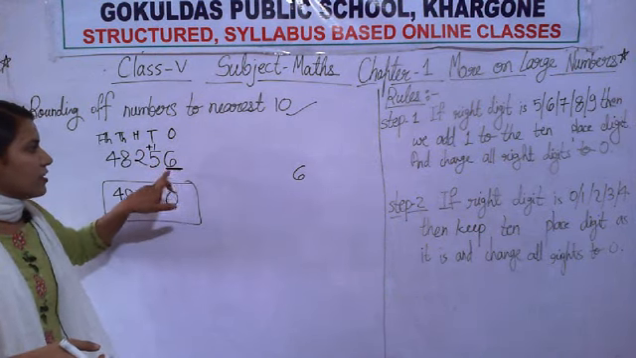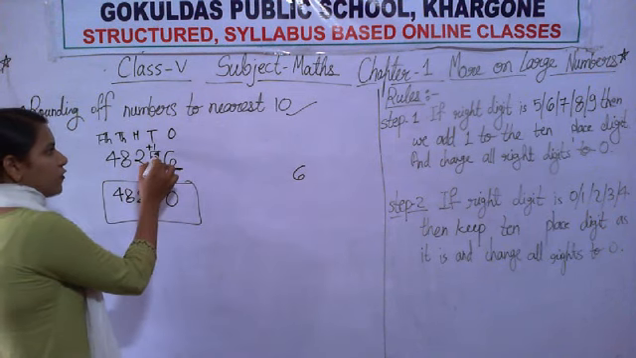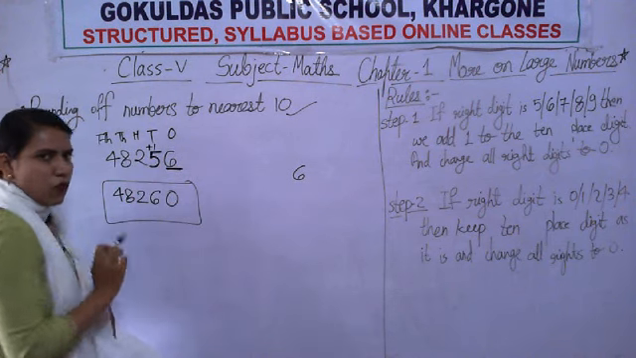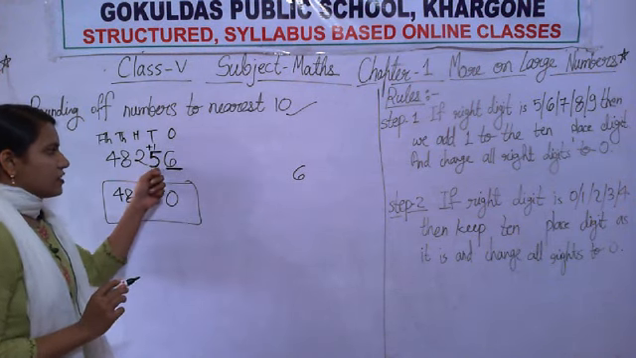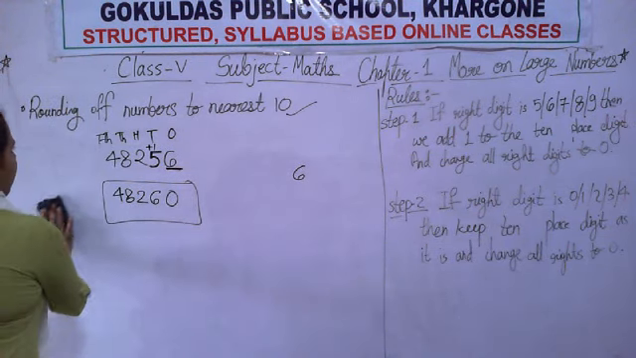First you check just the right digit of the rounding digit. Your rounding digit was tens, the digit which is at tens place. Okay, the rounding digit, and what will you check? You will check just the right digit.